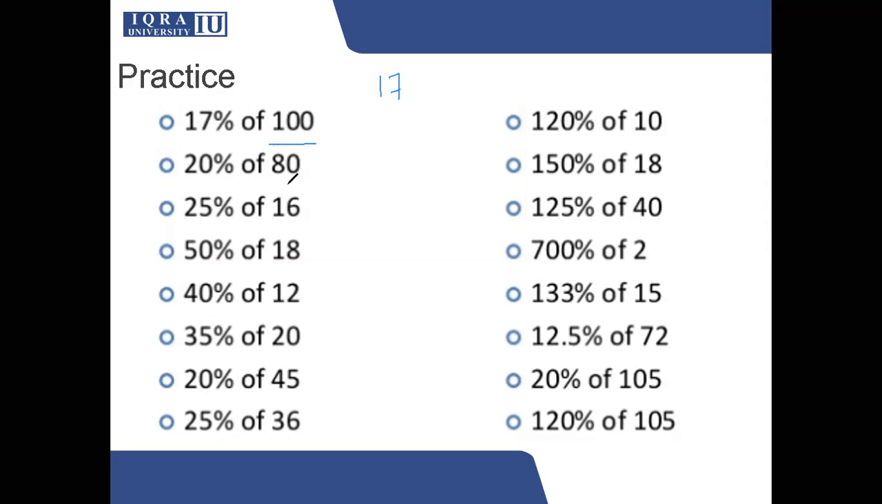What is 20% of 80? How do you calculate that? You write the percentage, 20 upon 100, and then you multiply it by this number right here, 80, right? And now you simplify. So 2 4s are 8, 2 5s are 10, 5 1s are 5, 5 4s are 20. So basically, you get 16. So 20% of 80 is basically 16, right?